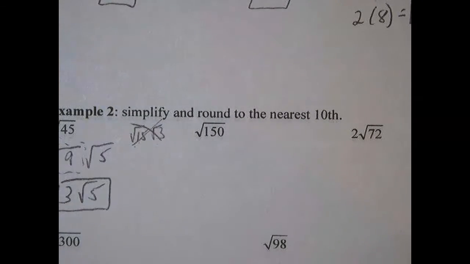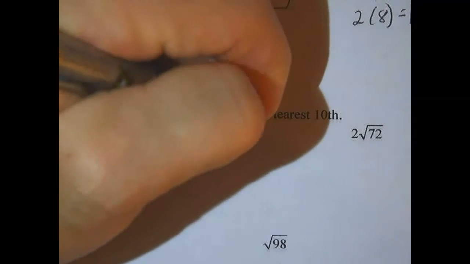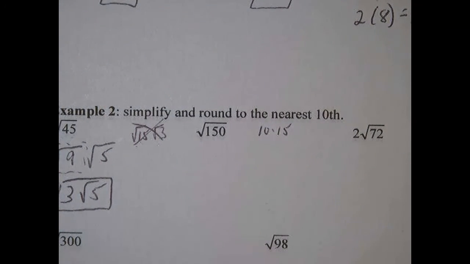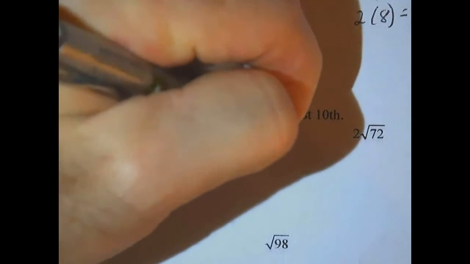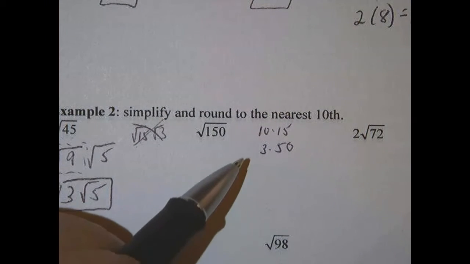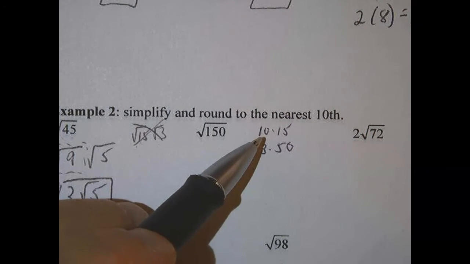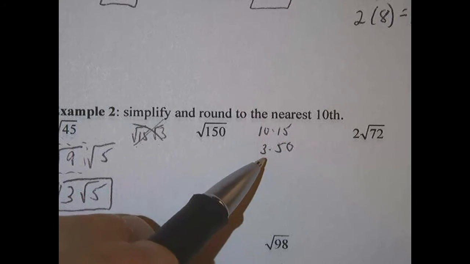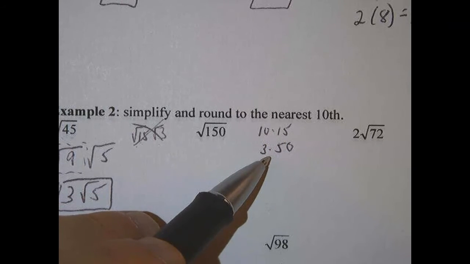All right, let's try the next one. What can we do here? Well, we could do 10 times 15. That's 150. What else could we do? We could do 3 times 50. Now, these are all misses because 10 is not a perfect square, neither is 15. So I didn't make any progress by writing those 2. Same thing here. Neither one of these is a perfect square.